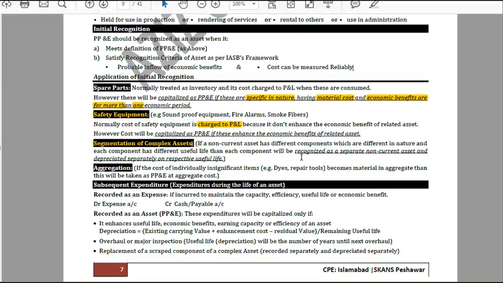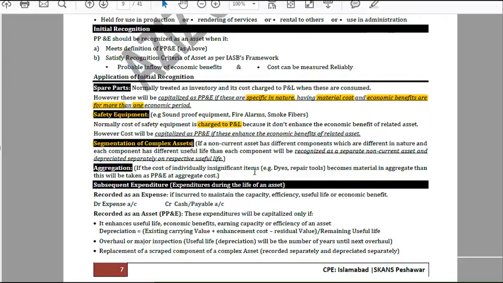Suppose we own a train, and can you please tell me your opinion? Either the different parts of the machine have different useful lives, or every part of the machine has the same useful life. Obviously the different parts of the train have different useful lives. For example, the boxes of the train have a different useful life. The tires of the train have a different useful life. The engine of the train will have a different useful life. So a train is a big asset, a complex asset. In case of complex assets, different parts of the asset have different useful lives.